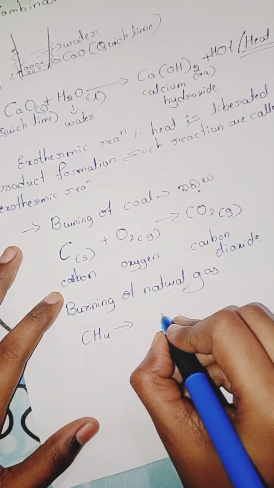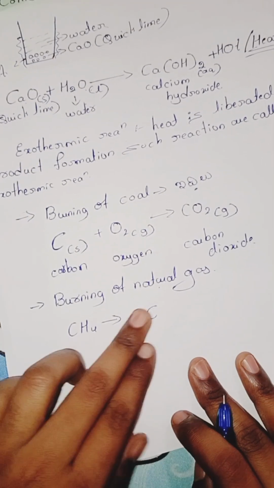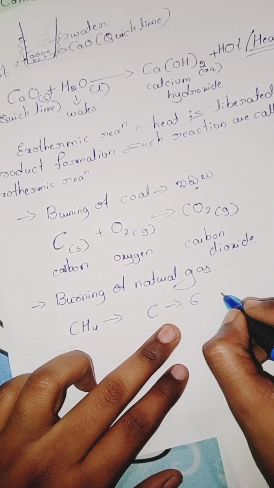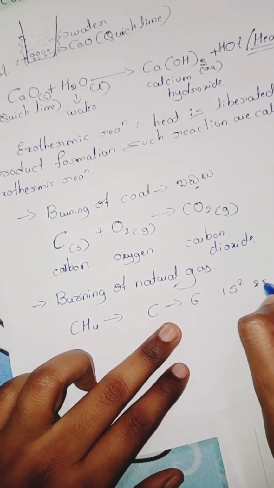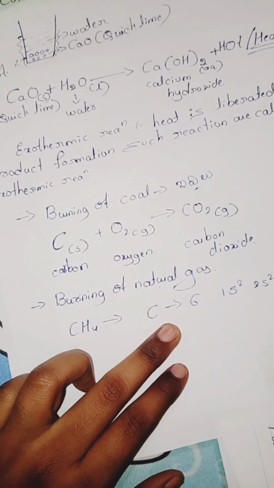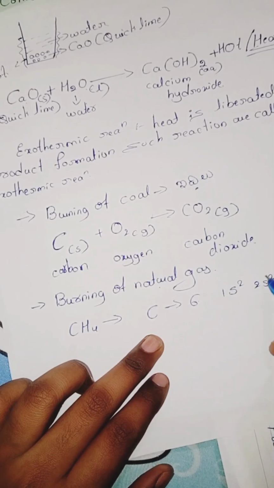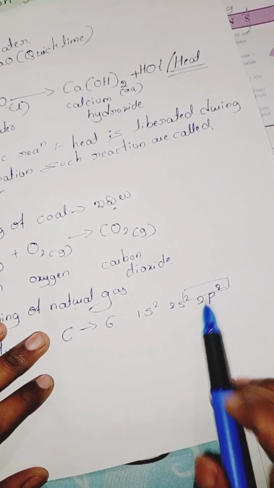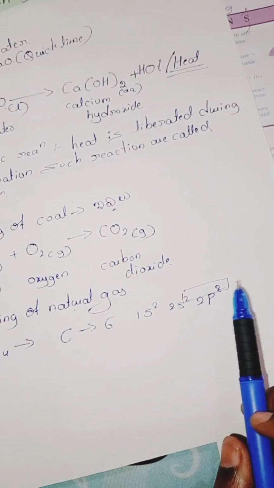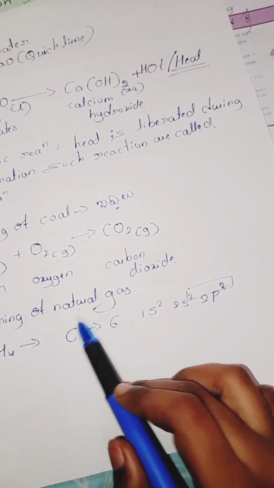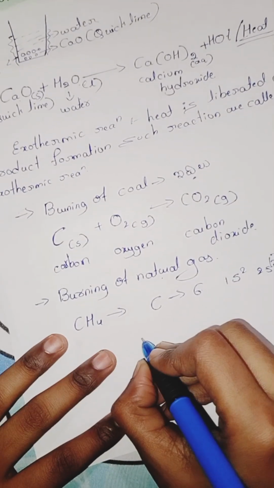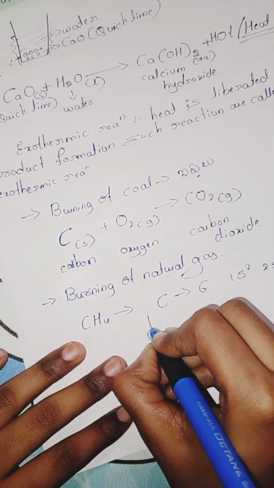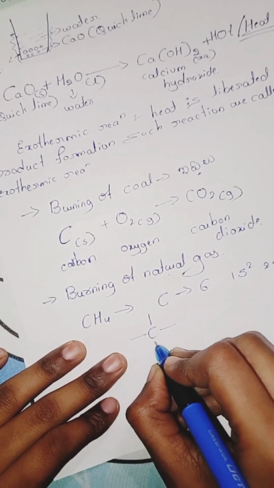This is methane. We already know that carbon's atomic number is 6, so its electronic configuration is 1s2, 2s2, 2p2. So the outermost shell has 4 electrons. We'll take the carbon valency, or the capacity of occupation of electrons, as 4 in the outermost shell, that is 1, 2, 3, 4.